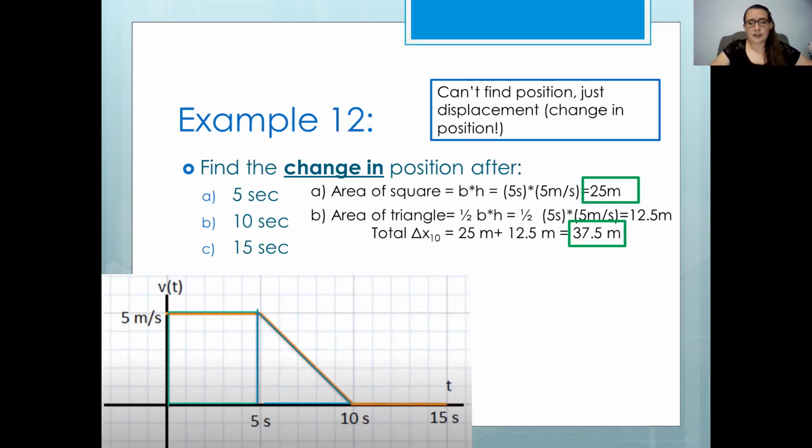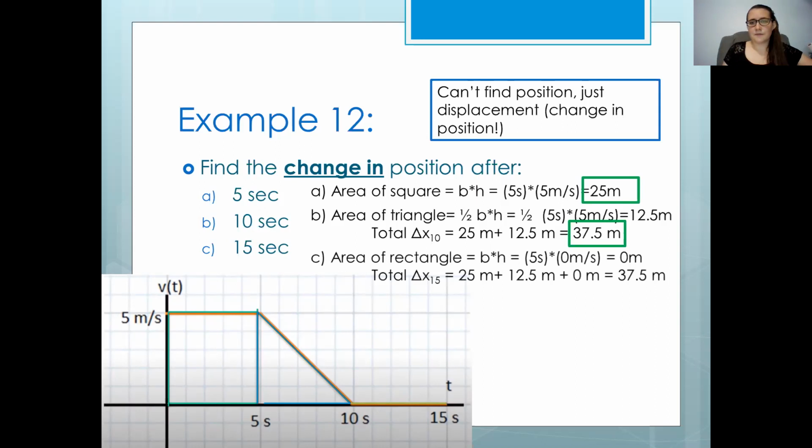Now, after 15 seconds, there really is no area to find because there's no distance between the curve and the x-axis. The curve is literally sitting on the x-axis. So the height of our rectangle here is 0, which means the area is 0. There's no area under this curve because it's right on the axis. So that means our total displacement over this whole 15-second time interval is 37.5 meters.